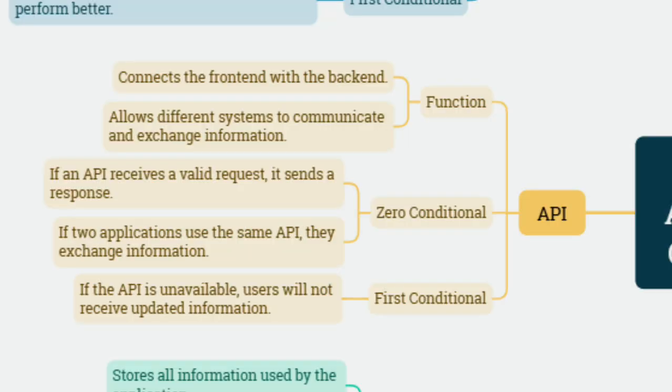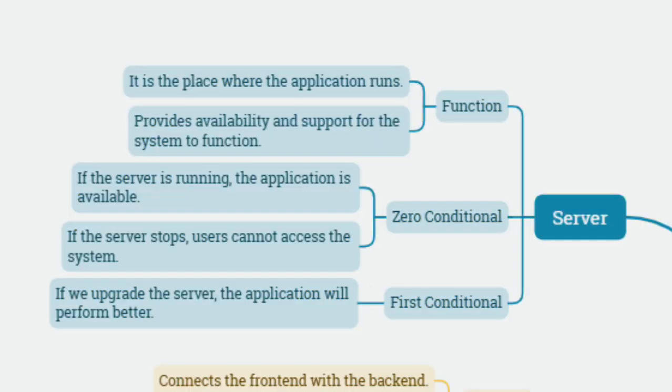API. Its function is to connect the front end with the back end, and allow different systems to communicate and exchange information. If an API receives a valid request, it sends a response. If two applications use the same API, they exchange information. If the API is invalid, users will not receive updated information.